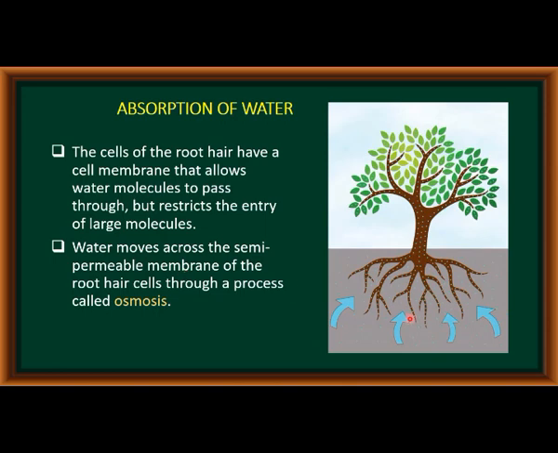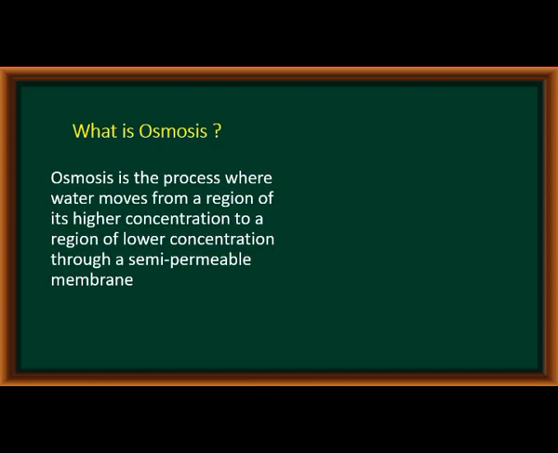So here is the diagram that explains how the water moves across the semi-permeable membrane of the root hair cells through the process of osmosis. Now, what is osmosis? Osmosis is the process where the water moves from a region of its higher concentration to a region of lower concentration through a semi-permeable membrane.